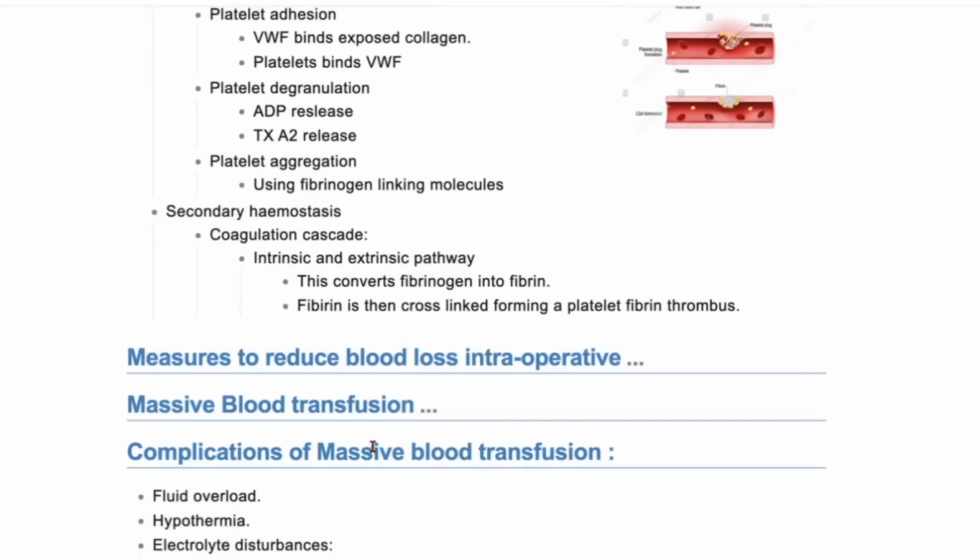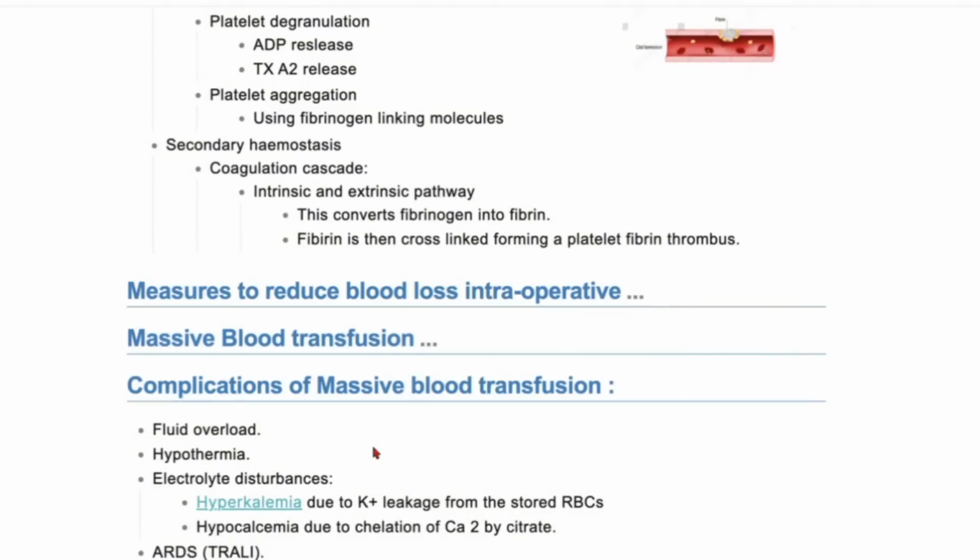On the measures to reduce blood loss intraoperatively, you gave a good answer, but I think there is a way to improve it. There are a few things to do before the operation, things to do during the operation, and things to do after the operation. So pre-op, intra-op, and post-op.